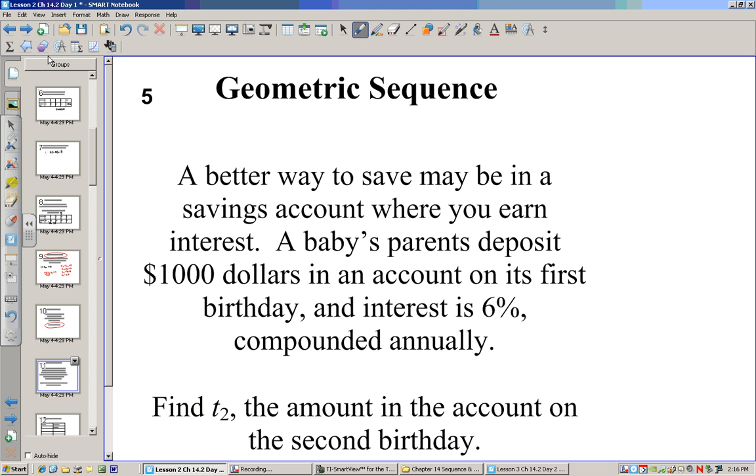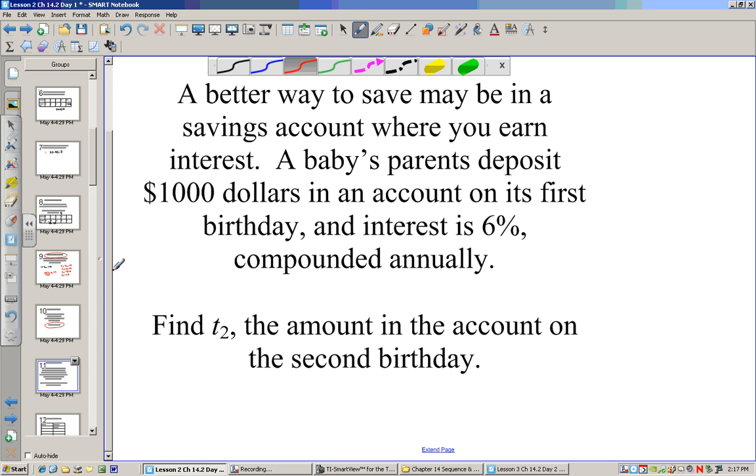Now, 6% is a lot of interest for a savings account. Maybe a more appropriate problem would be that the parents invested in a mutual fund that gains 6%. But we don't need to get into the specifics of finances. Let's find t sub 2. There's a couple ways we can do this.